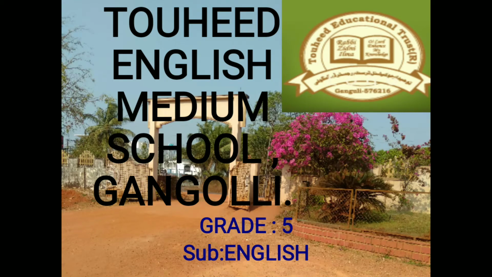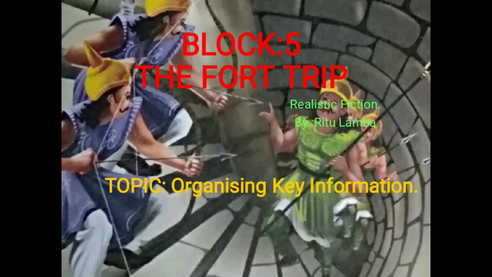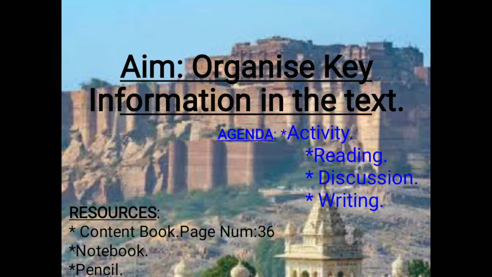We are in block 5, the fourth trip. It's a realistic fiction, which means it has real facts, okay, by Ritu Lamba. Our topic for today's class is to organize key information. Our aim for today's class is to organize key information in the text. We'll read the text and then we'll find out the key information, okay.